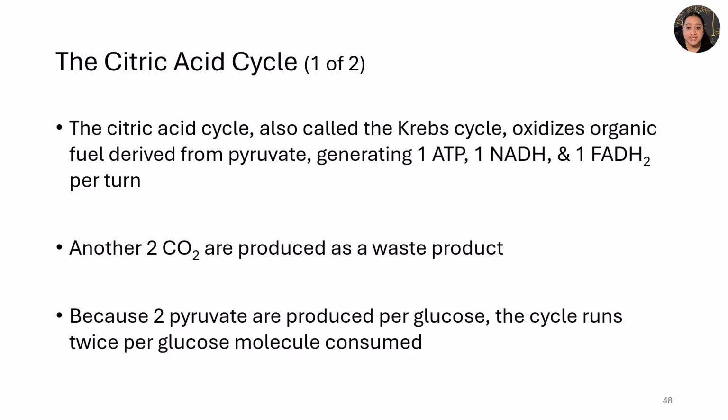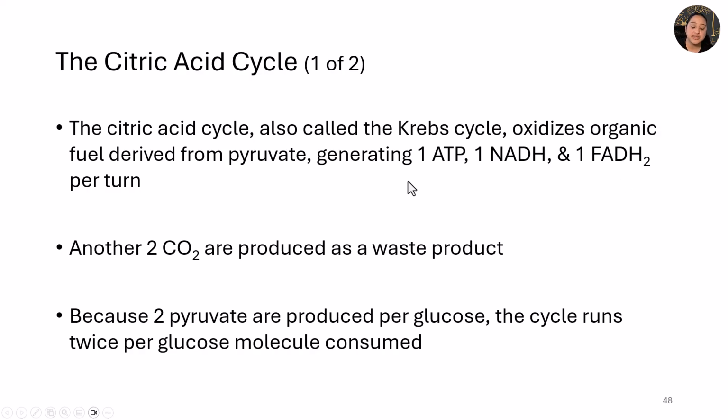So the citric acid cycle oxidizes the organic fuel derived from pyruvate and ends up making 1 ATP, 1 NADH, and 1 FADH2 per turn of the citric acid cycle. I'll show the cycle in the next slides. So it's a cycle. I'll show you on the next slide.